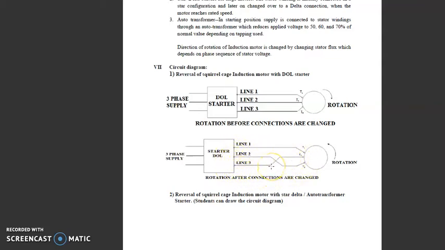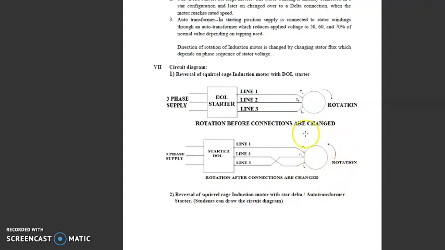Now if you exchange two terminals of the stator side, we will get the rotation of the induction motor in the anti-clockwise direction. Previously, if everything is connected in a proper manner, the direction of rotation of the induction motor is clockwise. But if you exchange any two terminals of the stator side, we will get the direction of rotation in the anti-clockwise direction. That means it is the reverse of the previous one. Previously it was clockwise, but now it is anti-clockwise.